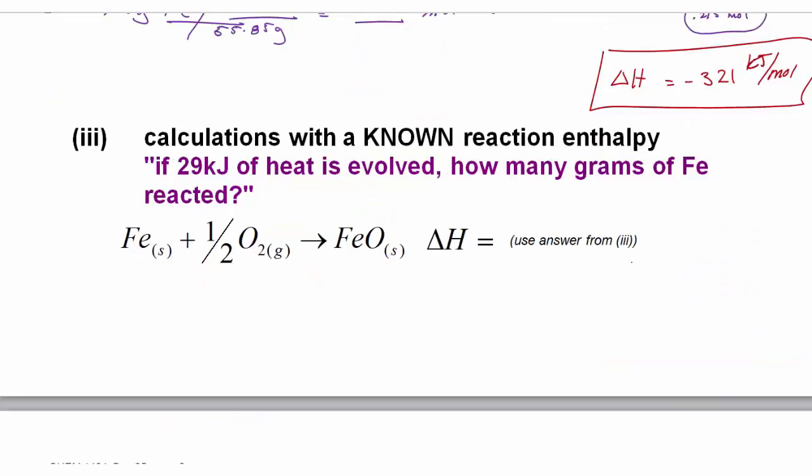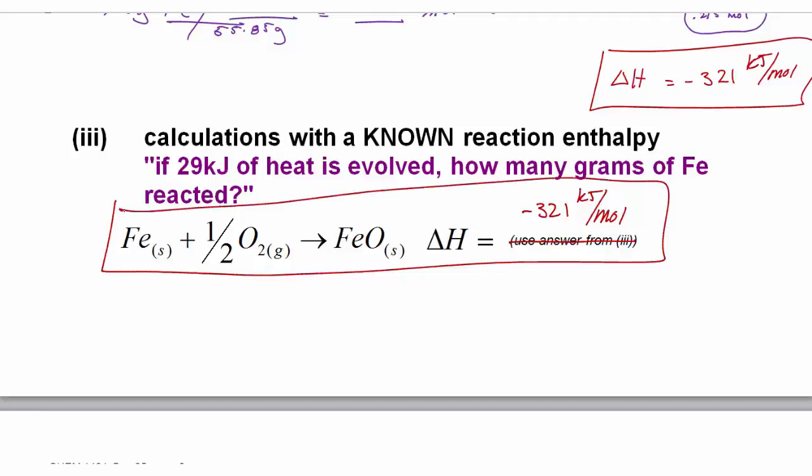The third type of problem involves calculations with a known reaction enthalpy. In other words, I have a complete thermochemical equation. So let's make this complete. I know for that reaction I have negative 321 kilojoules per mole. So I have a complete thermochemical equation. What type of question could they ask us about that? Here it is: if 29 kilojoules of heat is evolved, how many grams of iron reacted? Remember, the idea with heat is you can treat it like a reactant or a product. And if you have a complete thermochemical equation, you have a mole bridge with heat.